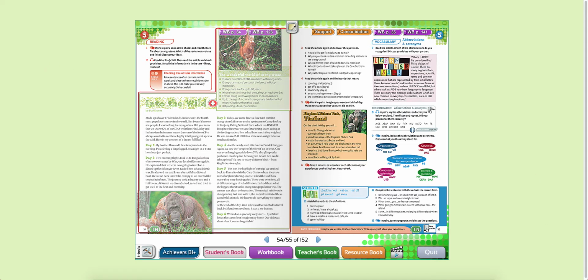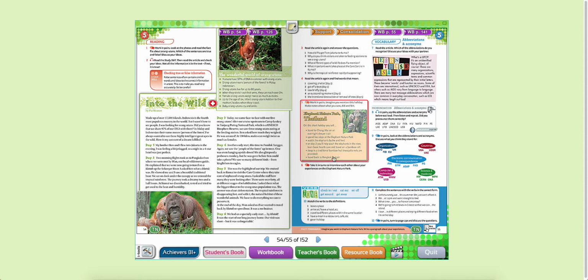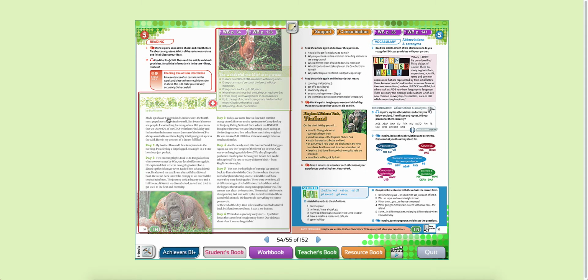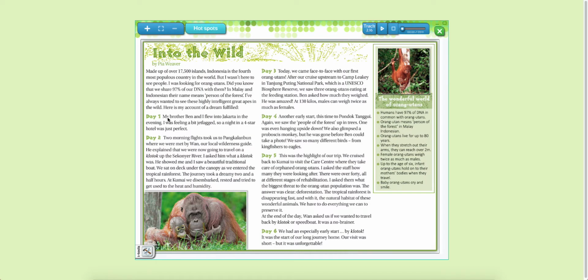Okay, so babies. In this first page, we have a reading comprehension about a wildlife species, okay? We are going to read it. Each one of you is going to read one part, and then we are going to solve the questions related to this reading comprehension. So let's do it. Okay, Into the Wild by Paya Weaver. Sophie, can you please begin with the first paragraph?